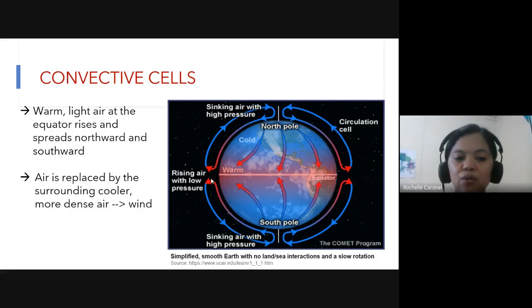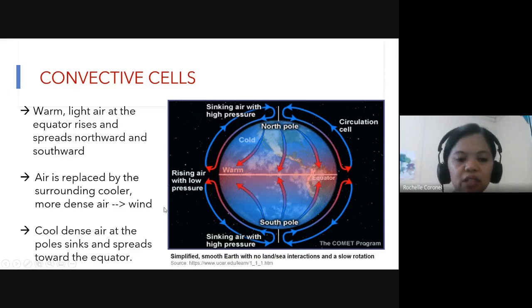The air is replaced by the surrounding cooler, denser air. As the warm air rises, it spreads horizontally, and that actually causes the wind. And then at the pole it will sink. So basically, this is a very simple representation of convective cells around the globe.